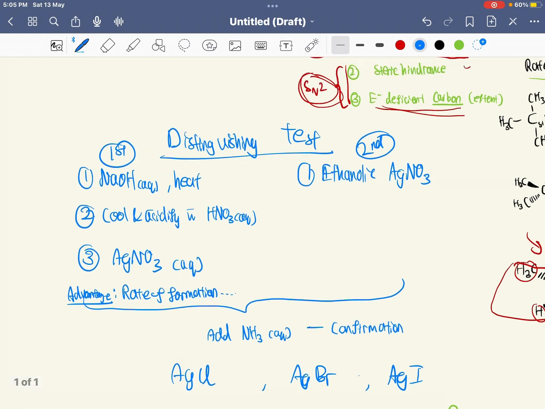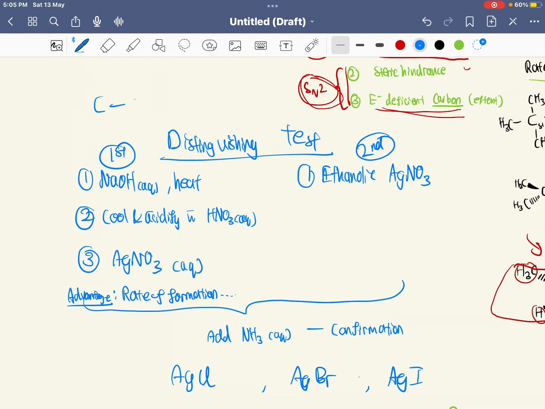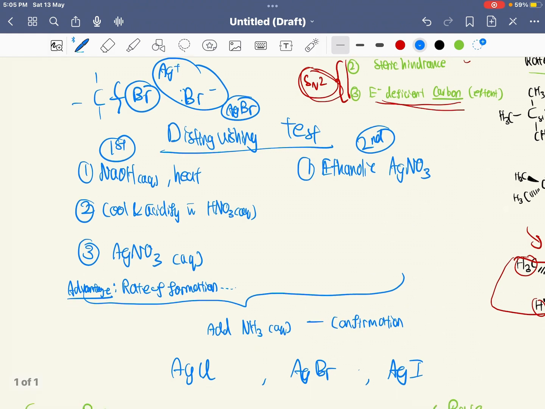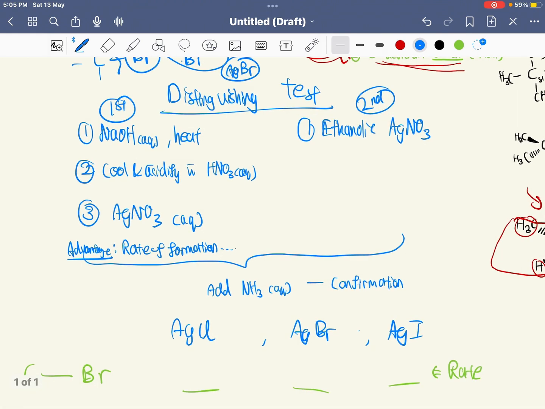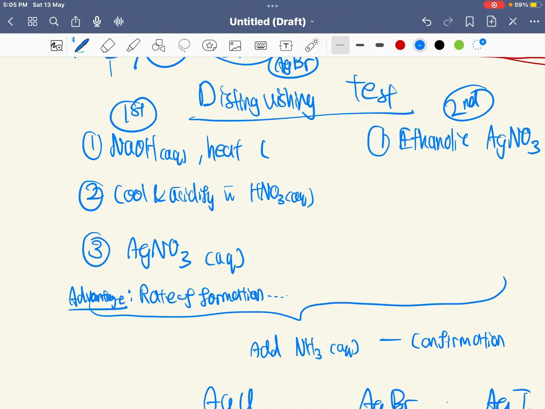So the point of this entire distinguishing test is to break our C-X bond, so that our halogen can come out as halide ion, and then it can form a precipitate with our silver ions, right? Then we can detect which halogen was present inside. So our first reaction is a nucleophilic substitution.